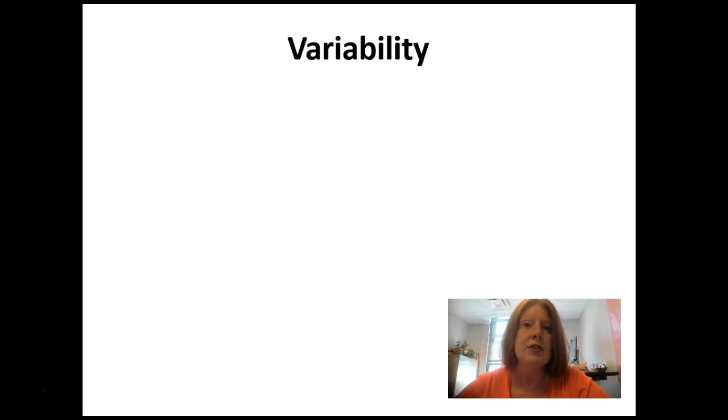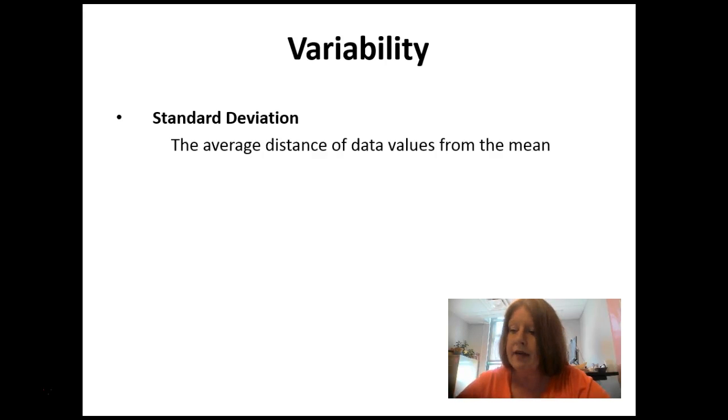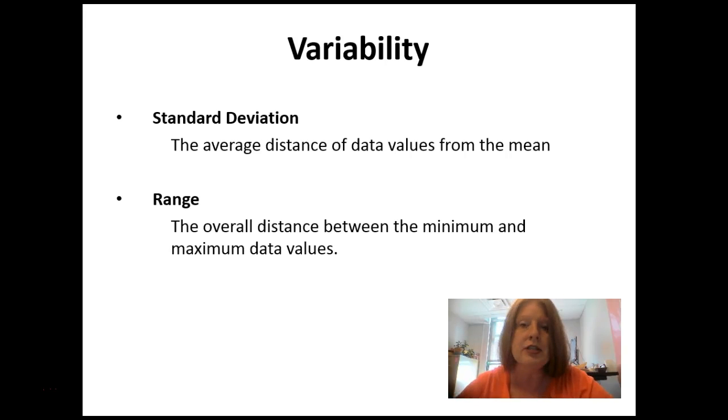So just like measures of center, there are three main measures of variability that we'll actually be talking about in the course. So first of all, we have the standard deviation, which is the average distance of data values from the mean. So the standard deviation tells us something about how data is dispersed from the mean, how it's different from the mean. We then have something called the range. The range is the overall distance between the minimum data value and the maximum data value.